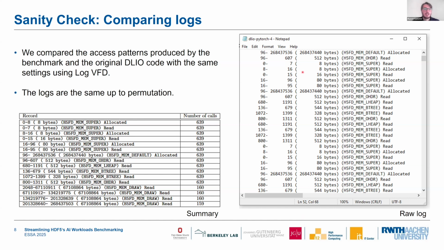As you can see here, we made some summary from these lines and got a lot of tables like that, where we can see that the number of calls in both files with the same configuration was always the same. And what is really important, the logs are the same up to permutation. That means that our extension is doing the same thing as DLIO benchmark from the view of HDF5 files.